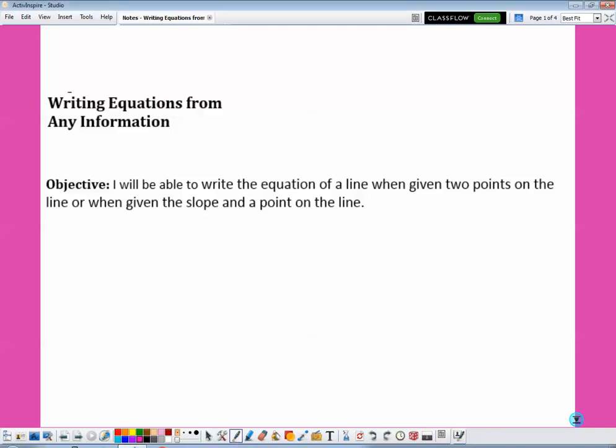All right, today we're going to be talking about writing equations from any information we're given. Our objective is that we will be able to write the equation of a line when given 2 points on the line or when given the slope and a point on the line.